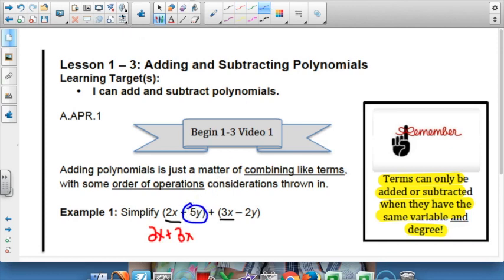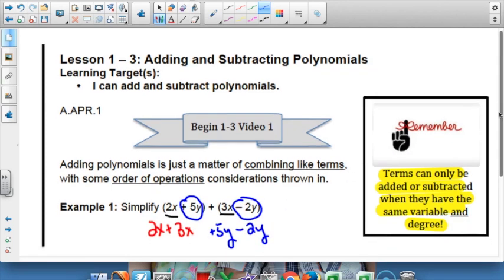I'm actually going to erase that so you can see this a little bit better. When you're identifying these, you want to circle the sign that's in front of it so you know that's a positive 5y, so it's a plus 5y, and a minus 2y. So make sure you keep track of the sign that's in front of your coefficient because that's important.